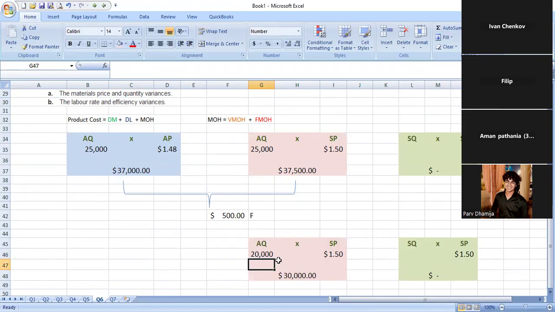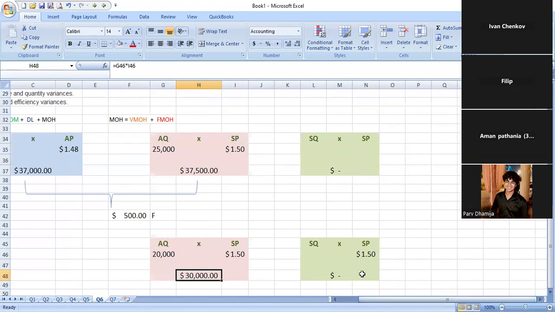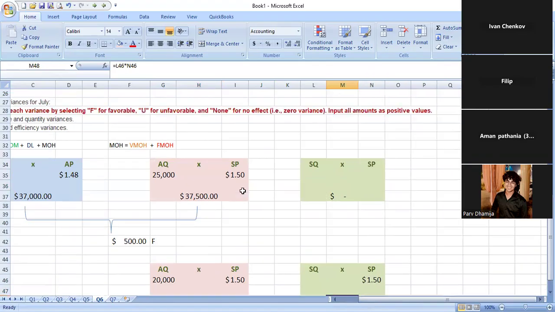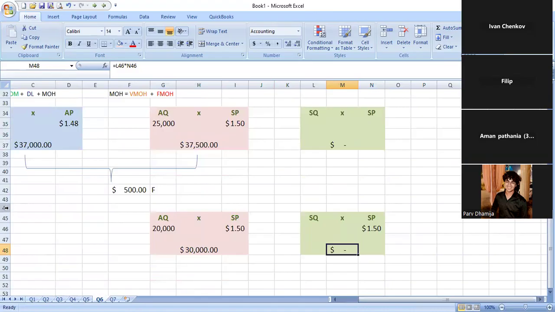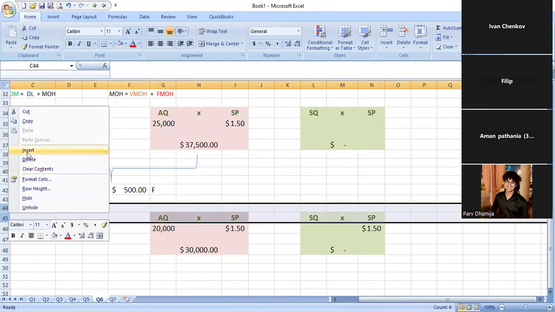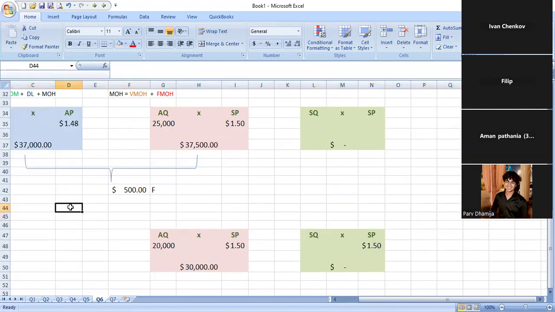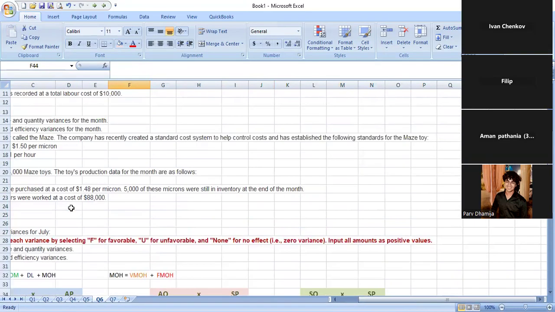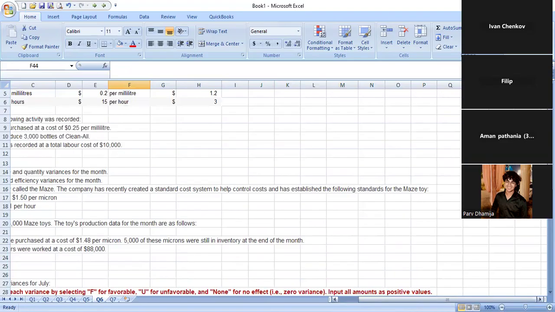So based on the usage to produce my production, I'm supposed to spend 30,000. Now, based on my standards, how much are we supposed to spend? So then we have to change how many we produce. Now we need that additional information here for the production. And our production was quite a lot, wasn't it?